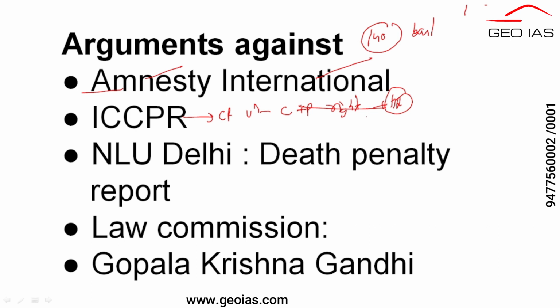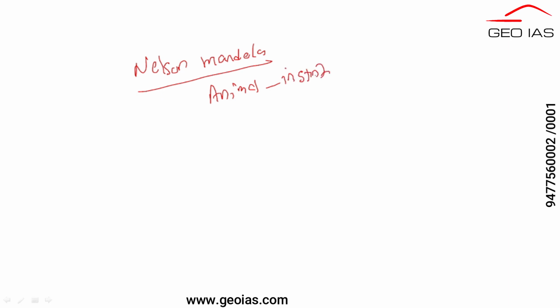In addition to that, I would like to quote here Nelson Mandela very clearly. Immediately after the fight against apartheid, he says that capital punishment is a reflection of animal instinct. So continuation of capital punishment is a reflection of animal instinct in human beings.